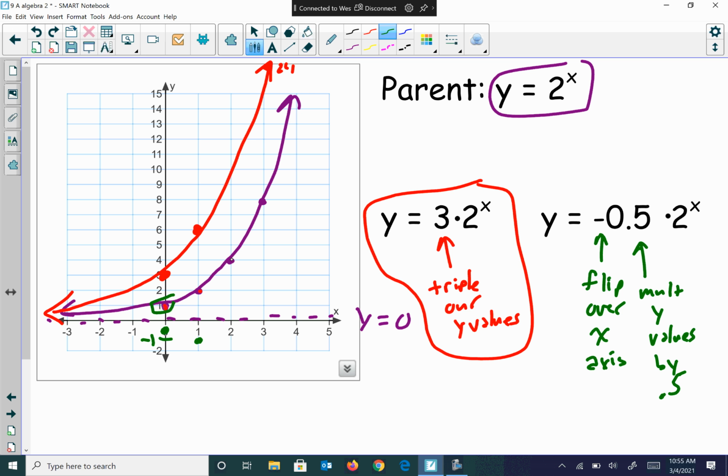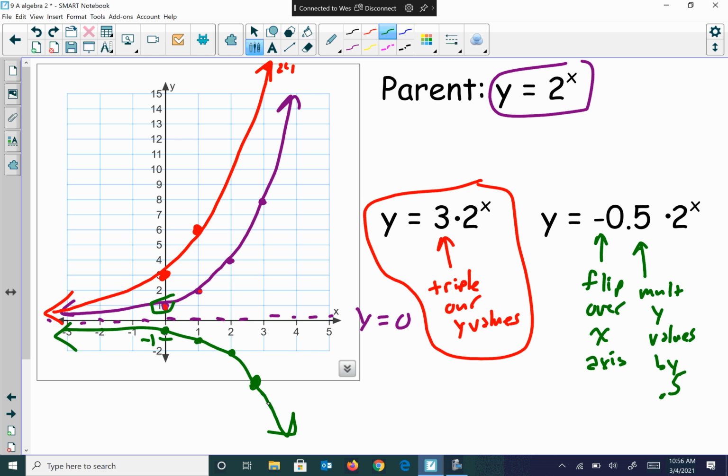This point here, this 4, it's going to become negative 4, and I'm going to take half of it, so I get to 2. This 8, it's going to be negative 8, multiplied by 0.5, so I get negative 4. So what's going to happen here is there's my graph. Actually, if that's 2, then this point should be right here. Clear as mud.